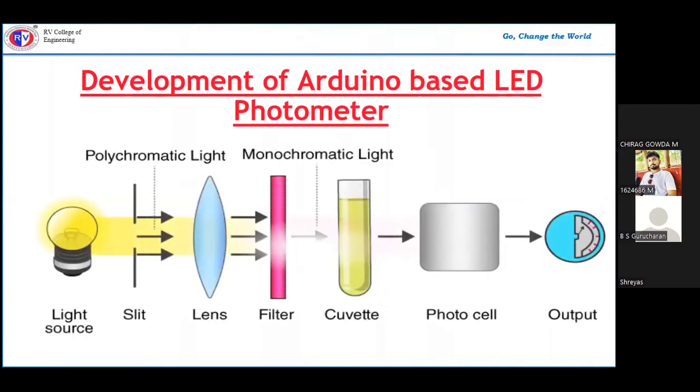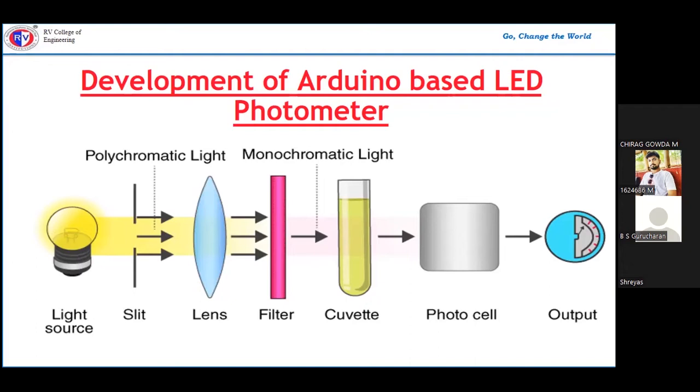So as a part of our EL, we are talking about the development of an Arduino-based LED photometer. We know that in recent times, heavy metals are causing a serious threat to the environment. Since they are non-biodegradable and have a higher tendency to accumulate in living organisms, they are potential carcinogens. So it is very important to detect them even in trace quantities.